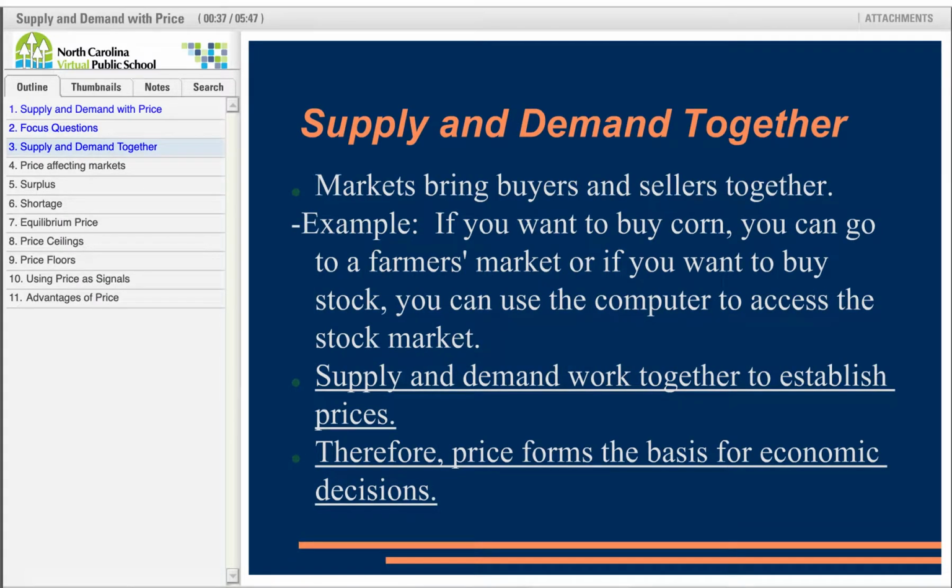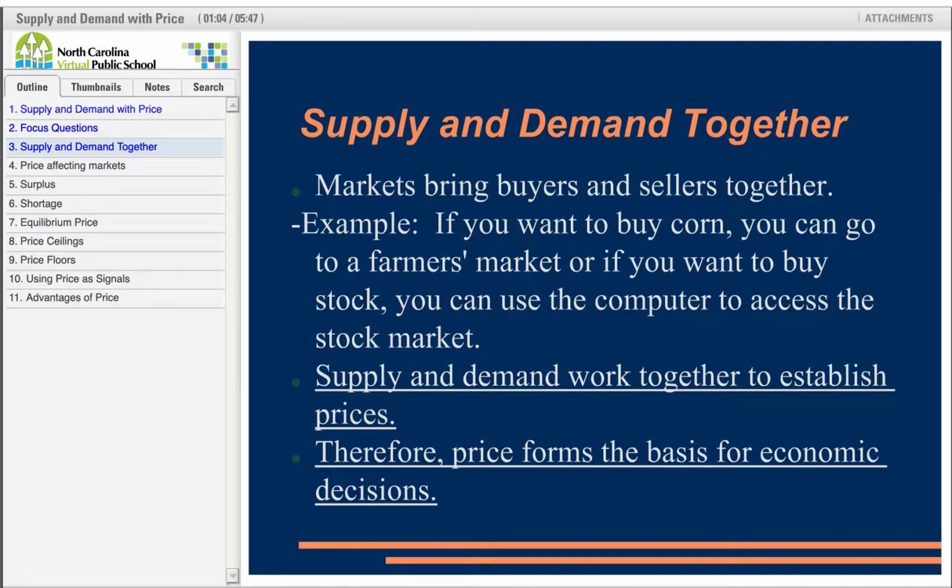Bring buyers and sellers together. What is supply? Supply refers to the various quantities of a good or service that producers are willing to sell at all possible market prices. Supply normally refers to the output of a single business or producer. An example: if you want to buy corn, you can go to the farmer's market, or if you want to buy stock, you can use the computer to access the stock market.